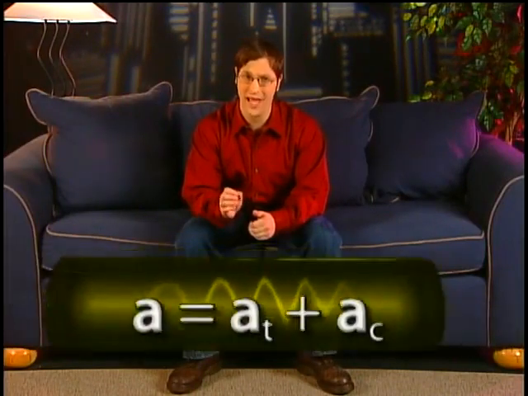Now that we got that covered, we know that a equals a sub t plus a sub c. We know what a is. We were given that in the problem. The head's total acceleration is 0.27 meters per second squared. The question asks us for tangential acceleration, a sub t. So let's find a sub c so we can figure this puppy, kitty, out.